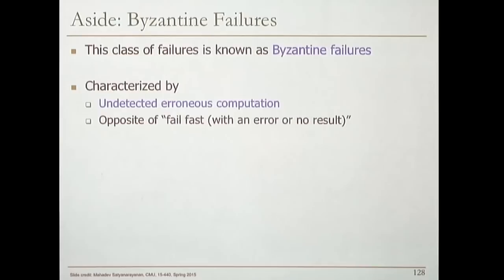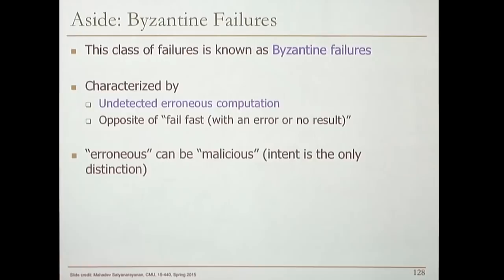Fail fast is a good system design principle. You fail fast with an error or no result. You say, I have a problem, right? Or you don't give out the result. As it stands, Rowhammer leads to silent data corruption, right, which is erroneous computation. Erroneous can be malicious. The only distinction is really the intent, right? If you detect a Byzantine failure, you can absolutely say somebody's going to exploit it at some point.